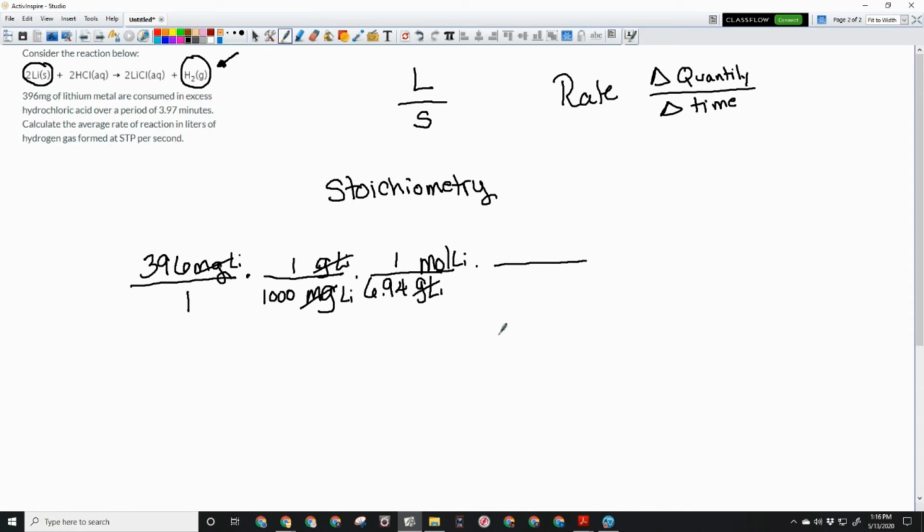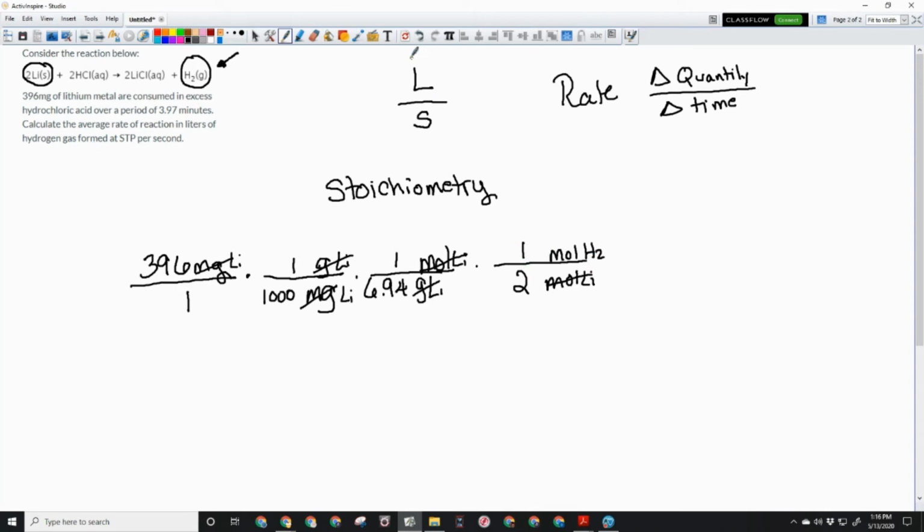So now we can take this equation that's already been balanced. We want to get rid of moles of lithium and convert that over to moles of hydrogen. Now from our balanced equation, we see that it's 2 moles of lithium, and it's already balanced because you see the coefficients here. So 2 moles of lithium make 1 mole of hydrogen gas. All right, cancel what you can cancel. We're left with moles of hydrogen.